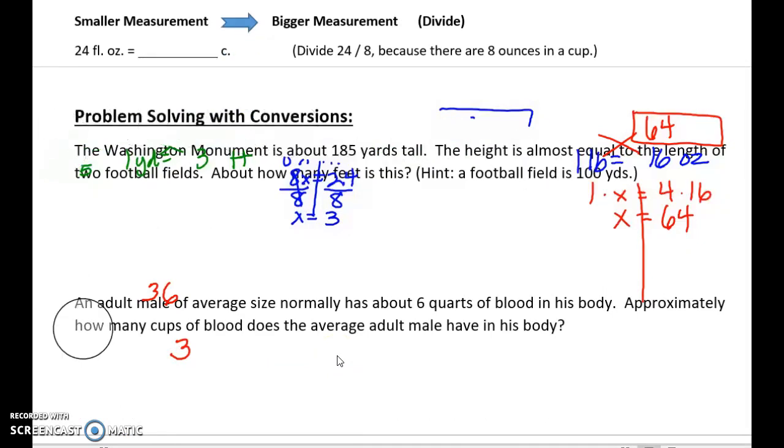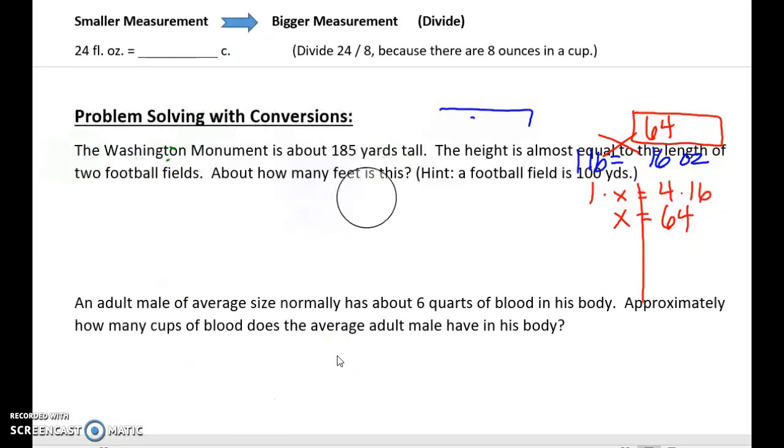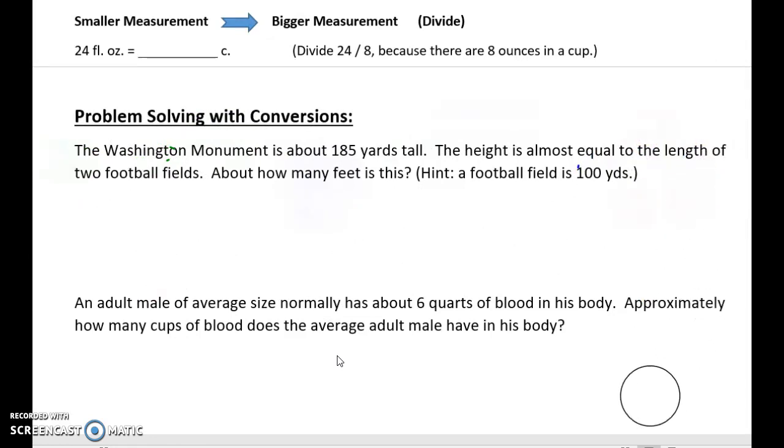We're going to be doing some more conversions, only this time they're not going to write down any of the information for me. I have to pick it out of the story problem and write it down. Okay? So, the Washington Monument is about 185 yards tall, so underline that. That's important information. The height is almost equal to the length of 2 football fields. Let's underline that. It's almost equal to it. About how many feet is this?